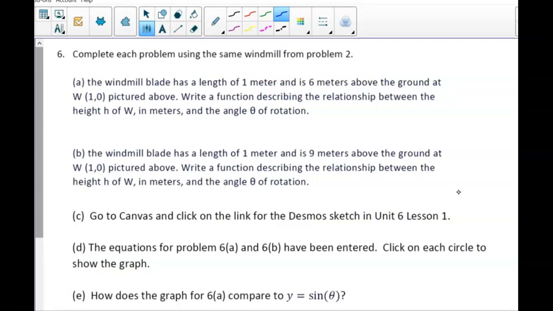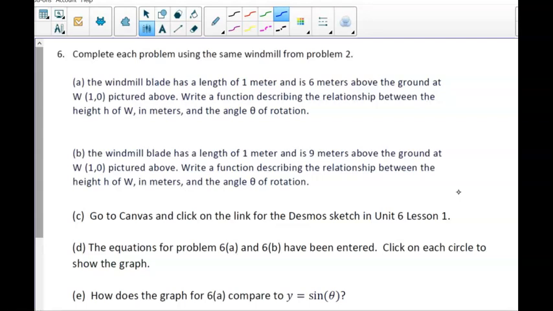When you go back to Canvas and go under modules, look for the decimal sketch called unit 6 lesson 1, click on it, and you will see the equations for 6A and for 6B. And then from that, just click on each circle to show the graphs. In other words, you're going to be checking your answers to see if you actually wrote the equations correctly, as well as see how the graphs are impacted based on those equations.